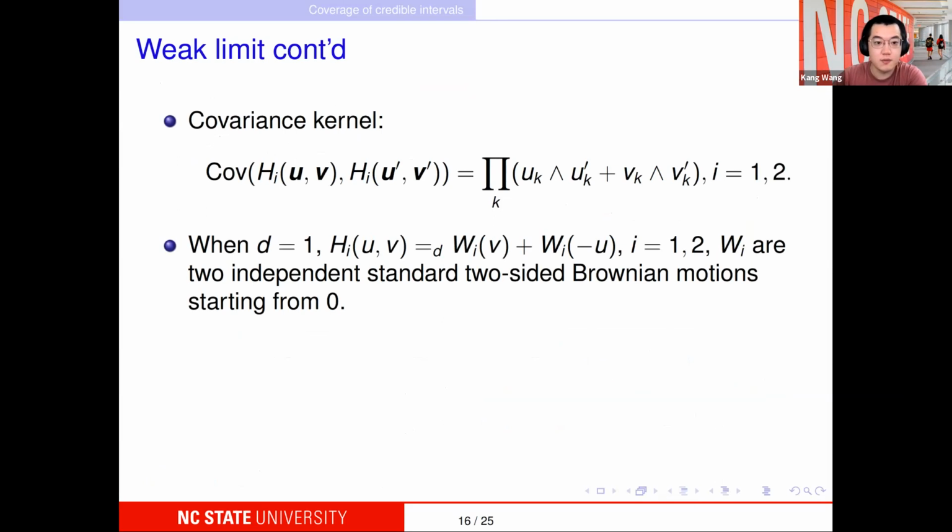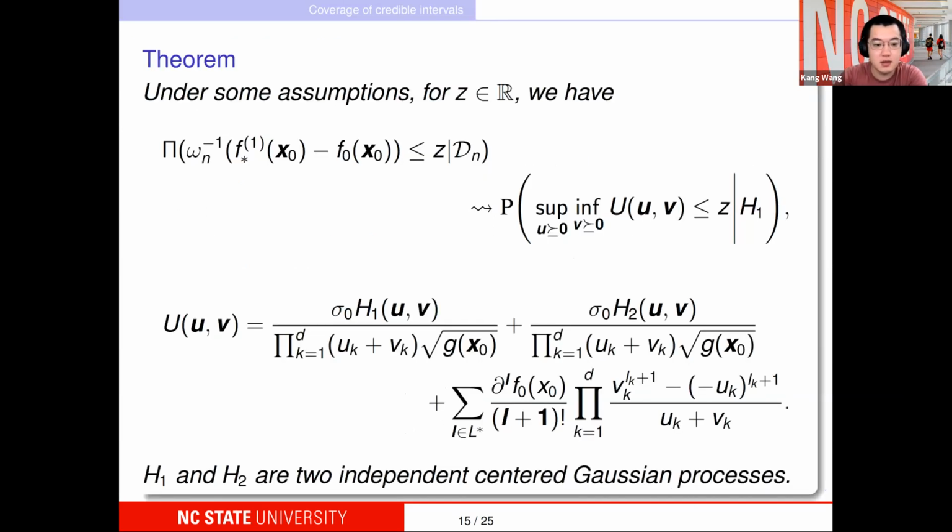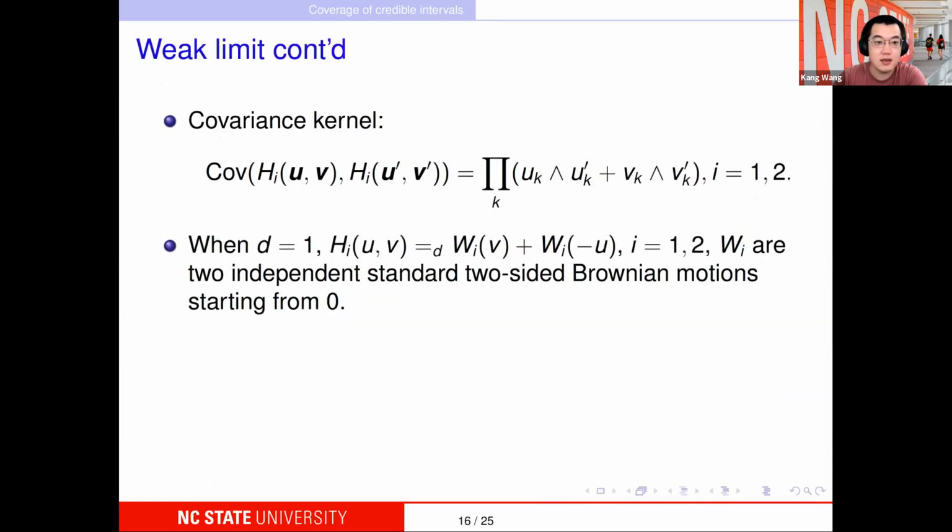Okay, so we assume that H1 and H2 are two independent central Gaussian processes, and the covariance kernel, for H1 or H2, is just the volume of the intersection of these two hyperrectangles. And the special case is d equal to 1.